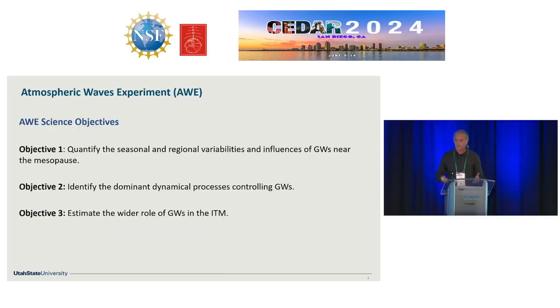Now, of course, we have several science objectives, 3 objectives that center around gravity waves in the mesosphere and their effects on space weather. We want to quantify the seasonal and regional variabilities and influences that the gravity waves near the mesopause exhibit. We want to identify the dominant dynamical processes that control the gravity waves. Where do they come from, and what is the physics along the propagation?